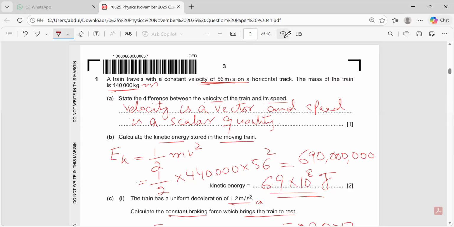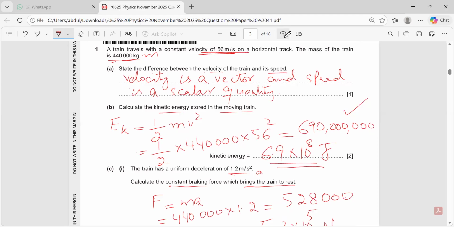Calculate the kinetic energy stored in the moving train. So kinetic energy is 1 over 2 mv squared. We have mass, we have speed. As I simplified and rounded off according to the mark scheme, it is 6.9 times 10 raised to power 8 joules. Now, the train has a uniform deceleration, so it means the train is going to come to rest.